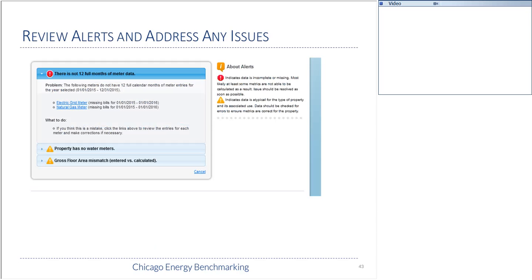For example, gross floor area mismatch, as I mentioned earlier, but it also will flag that you have not entered water meter data. That's an alert that you can ignore because water meter data is not required for the City of Chicago ordinance. However, that's something that you can use, but this flag isn't a problem.